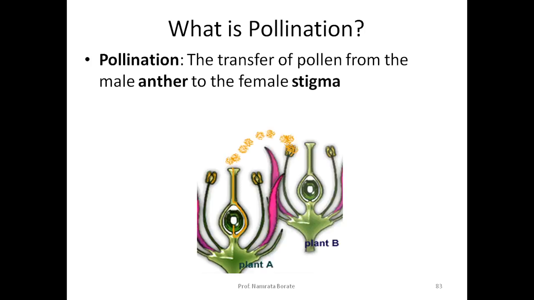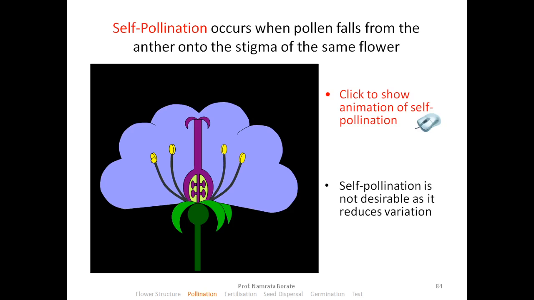As you can see in this image, the pollen grain is deposited on the stigma of the same flower or another flower, that is called pollination. Pollination is of two types. First one, self-pollination. Second one, cross-pollination.